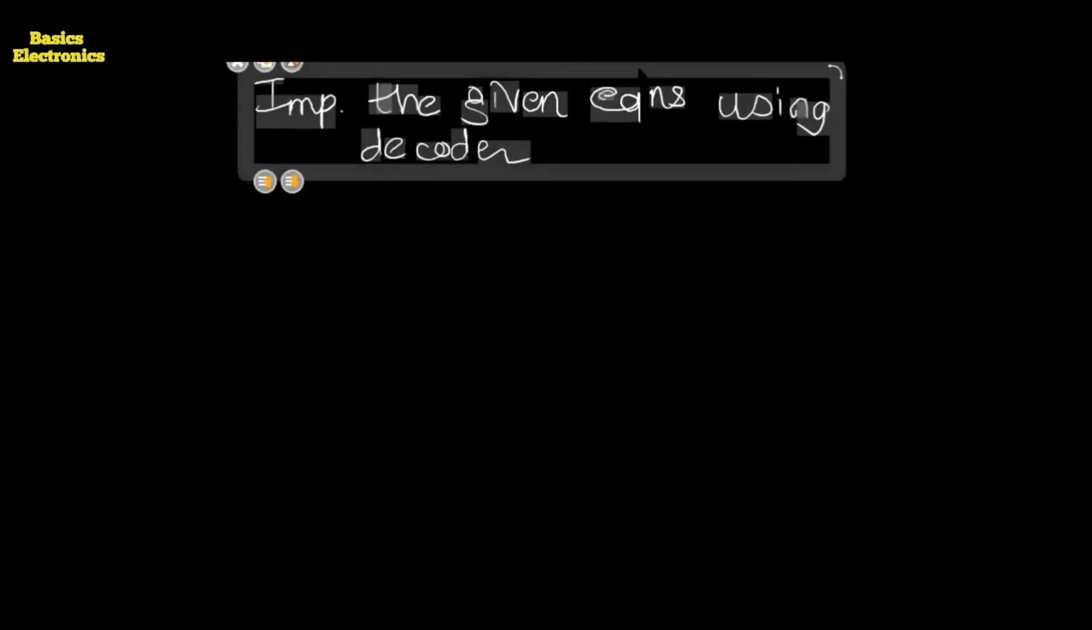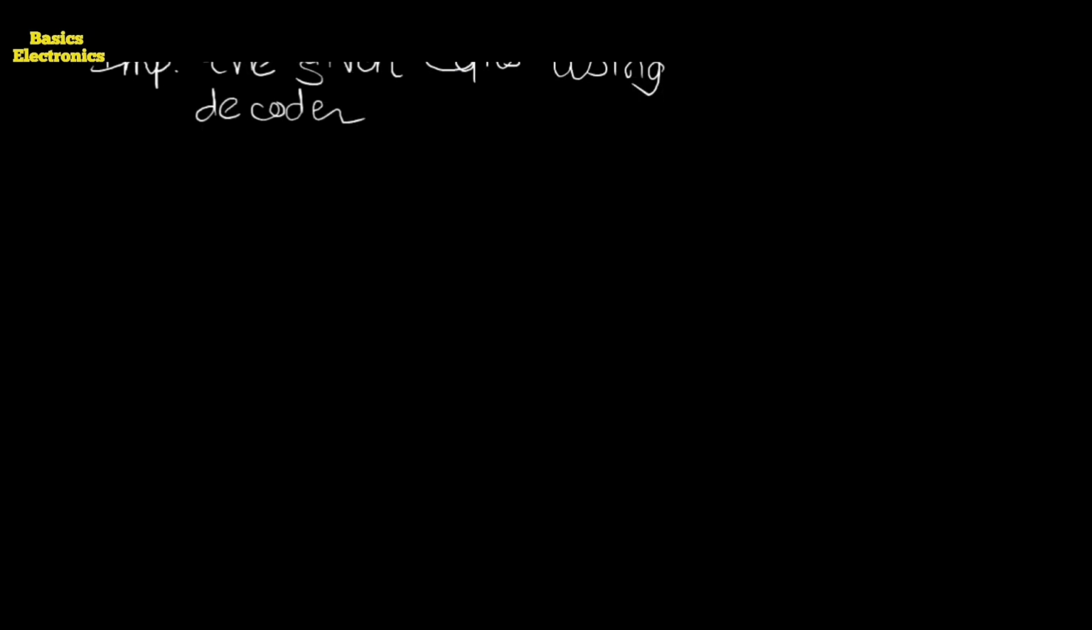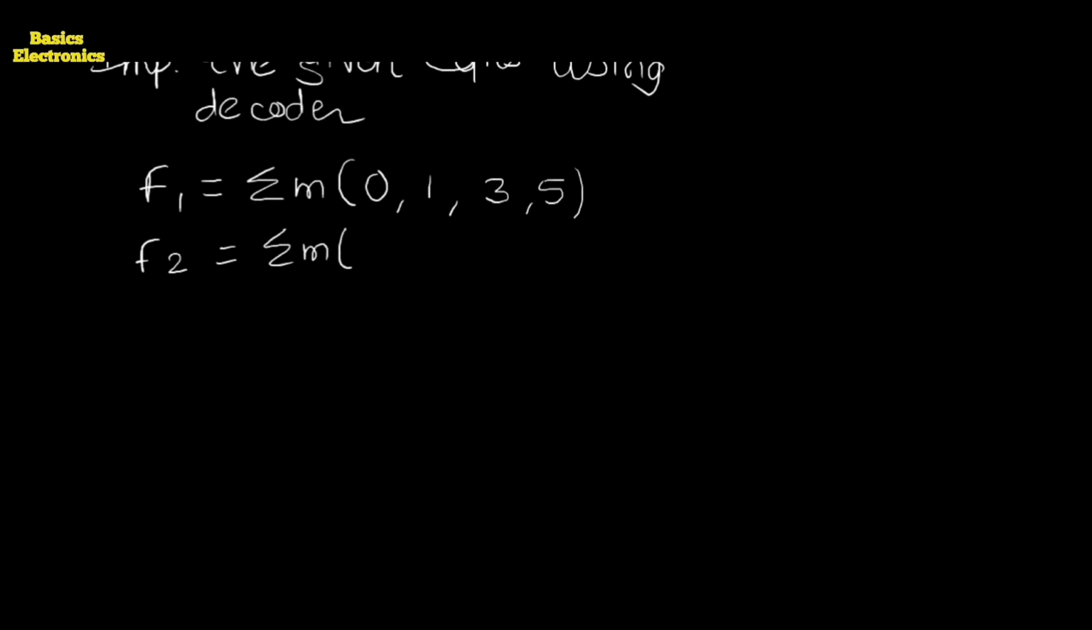Now, what are those equations which we have to implement? The equations are like this. F1 equals summation of min term in bracket 0, 1, 3, 5. F2 equals summation of min term in bracket 2, 4, 6. Okay, so these are the equations which we have to implement.